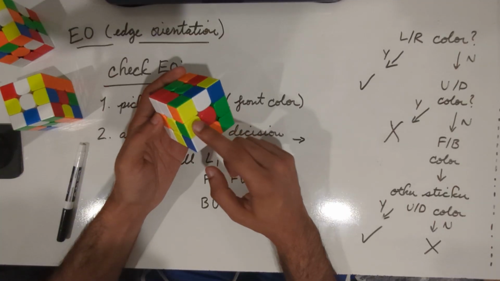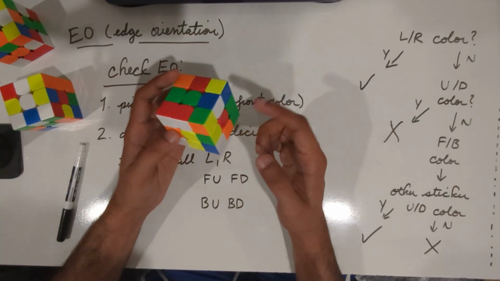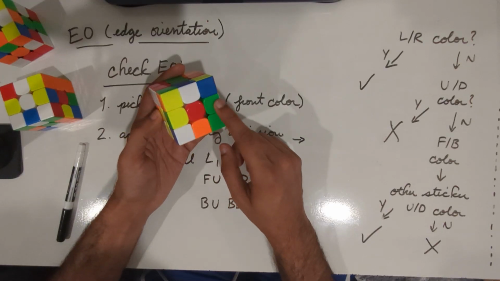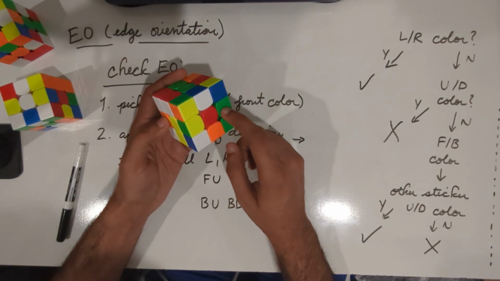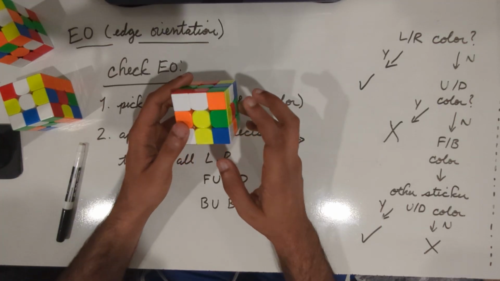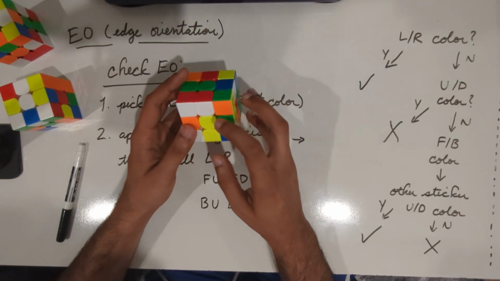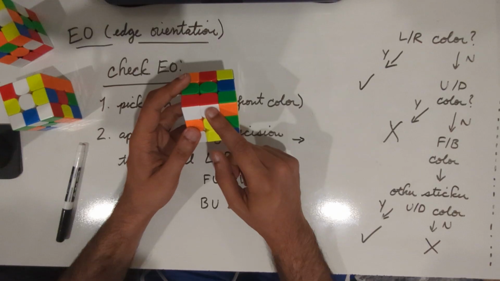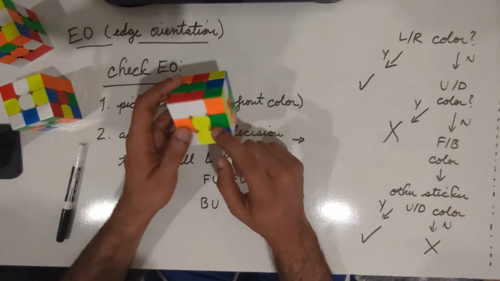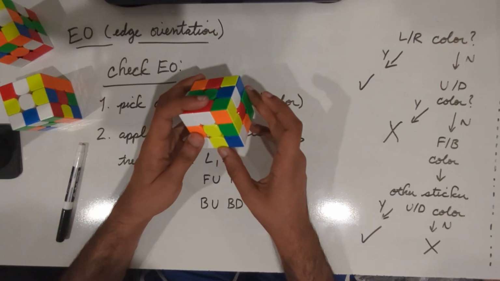This one is good, and this one is also good. And these are for the same reason as this one. This one is also good. This one is guaranteed bad because this is a U color. So let's mark that one. These 2 are a little bit tricky, but both of these are bad actually. The reason being that this is actually an F color, this is a B color, and this one is an F color, and these 2 are not UD colors, so both of those are bad.